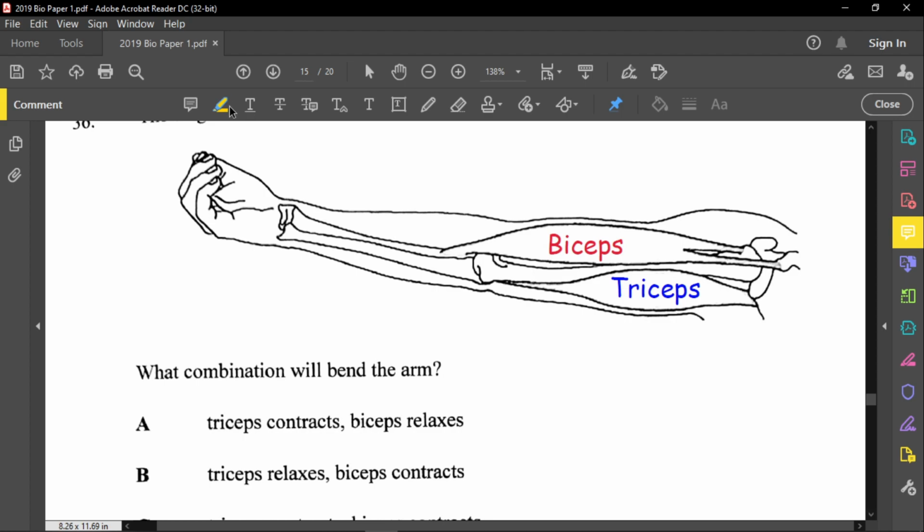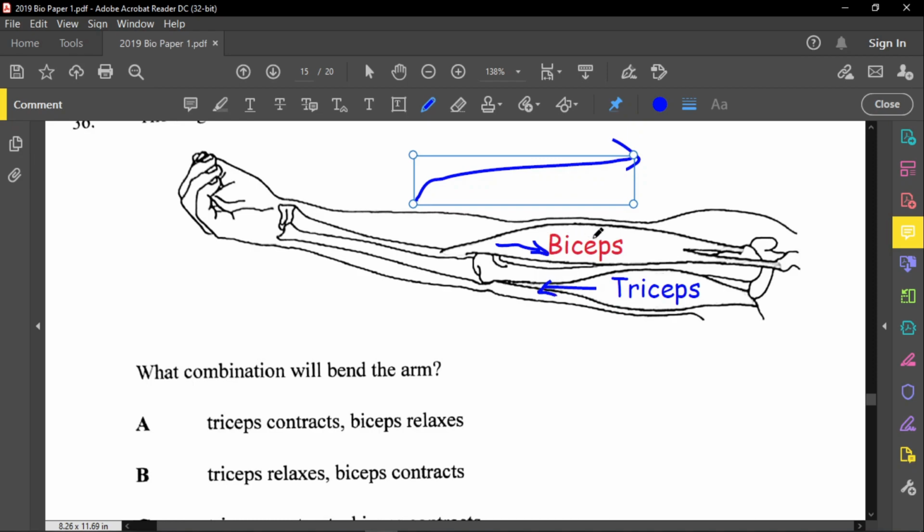Let me draw something here for you. What you're going to do is bring the arm up like this, bending the arm. So the arm is going in that direction. If the arm is going that direction, that means this muscle will be pulling this way, and if that muscle is pulling this way, this muscle will be pulled that way.